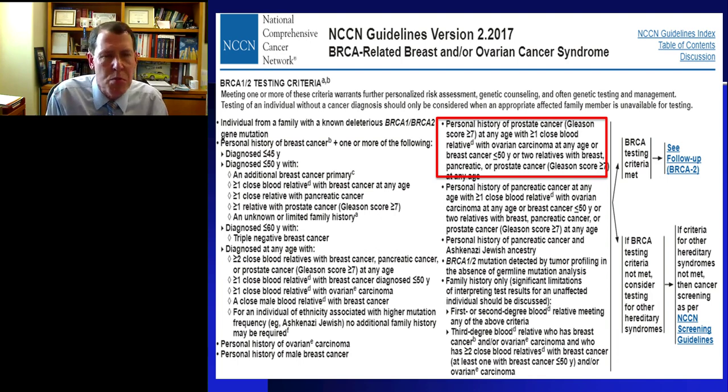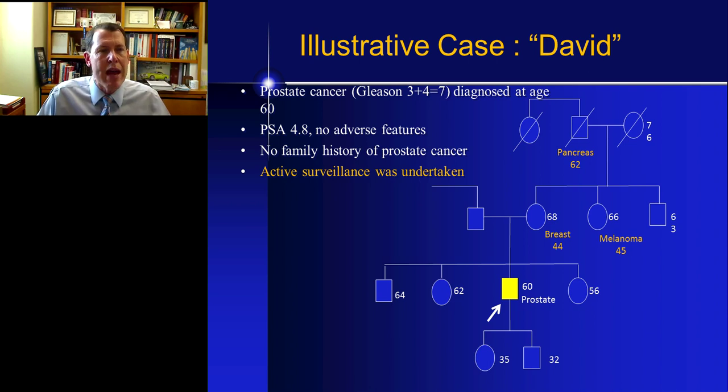So let's just present an illustrative case. This is David. David is a 60-year-old man who was diagnosed with Gleason 3 + 4 = 7 prostate cancer. He had a PSA of 4.8, no family history of prostate cancer, and he was placed on active surveillance.